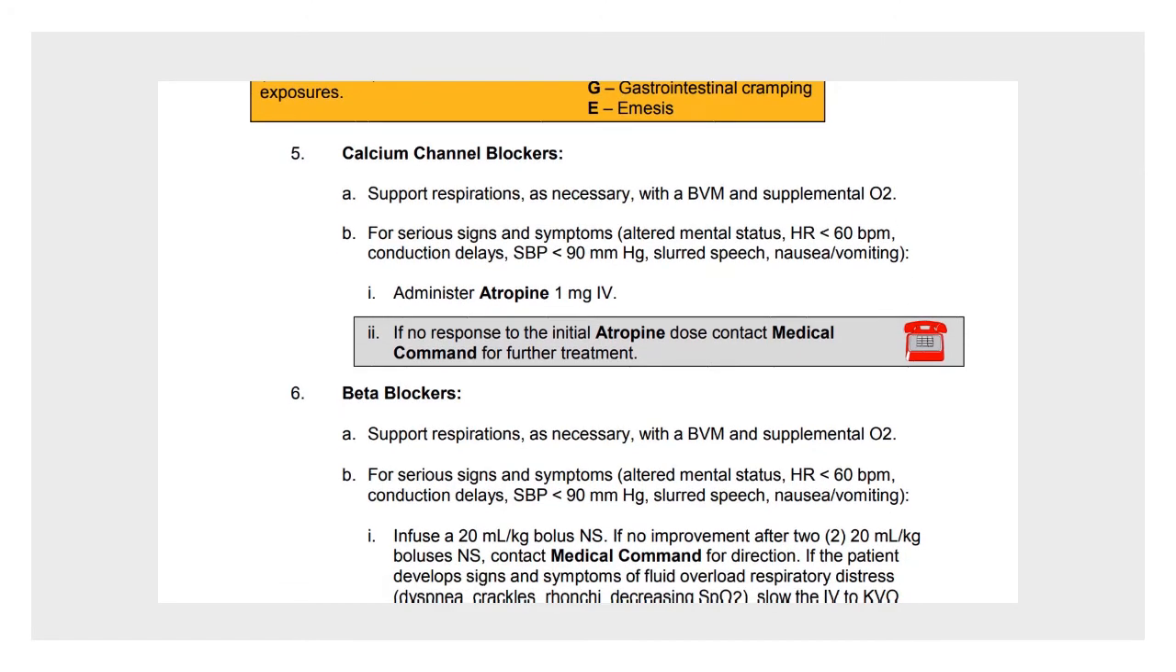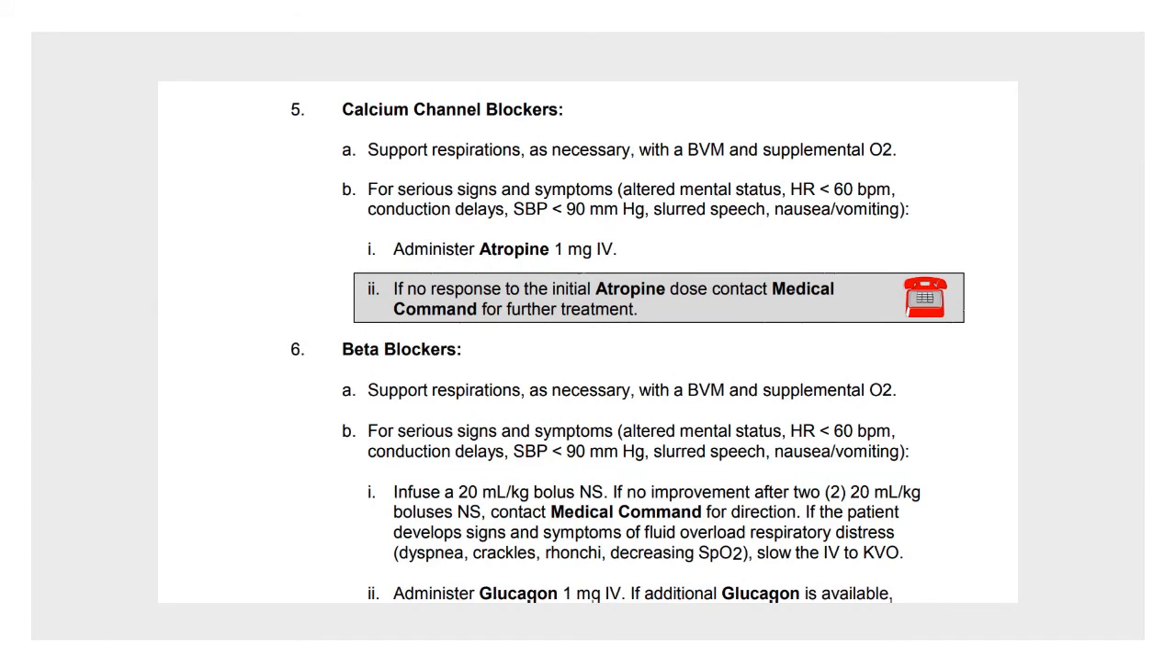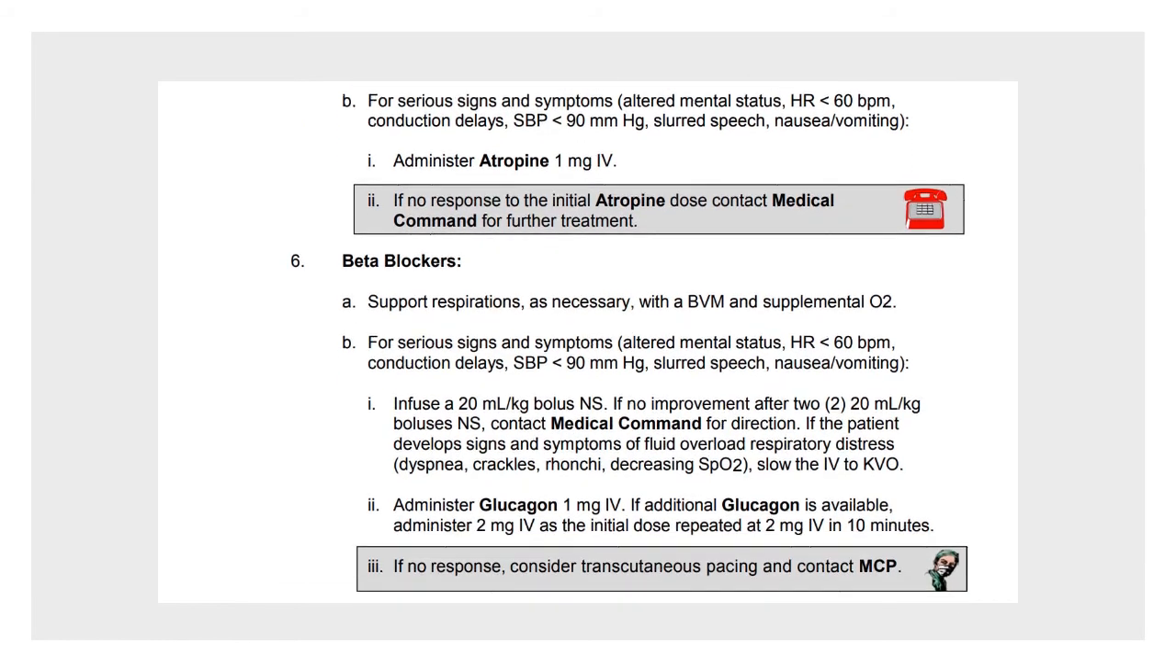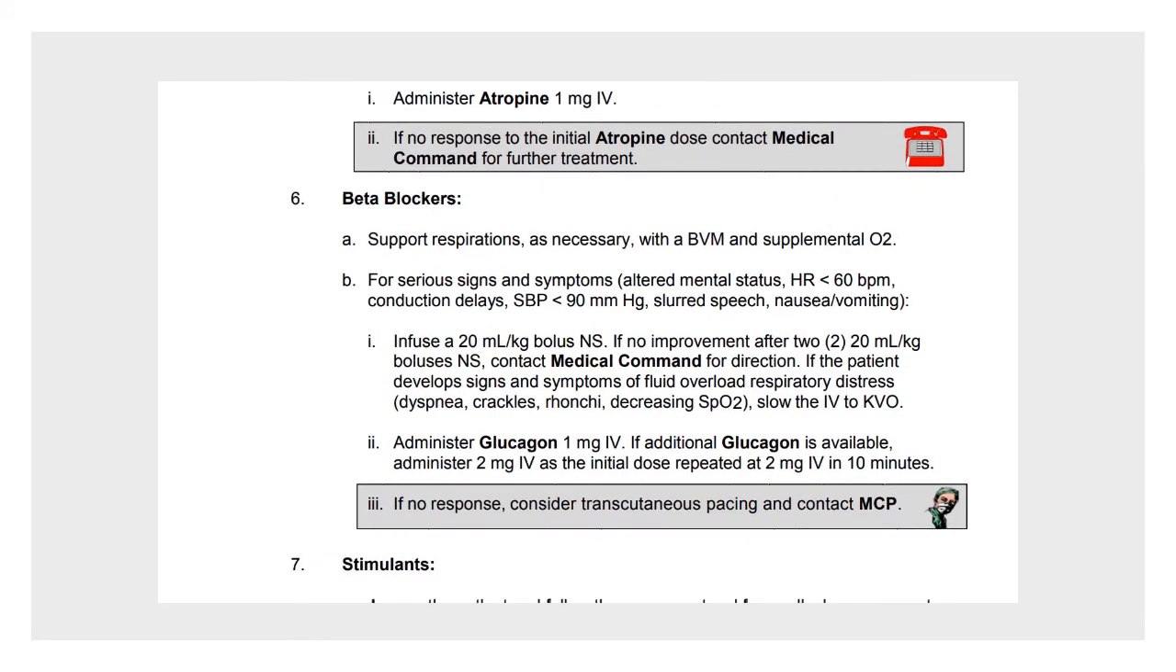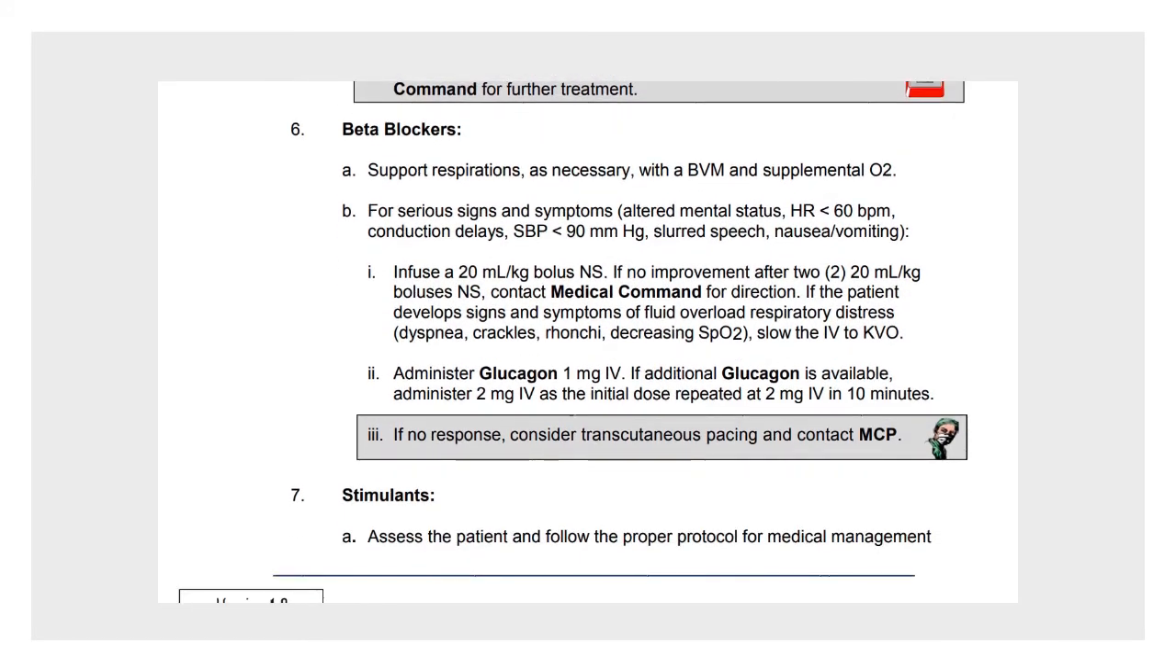Calcium channel blockers: if they have bradycardia and hypotension, give them atropine, 1 milligram IV, if you know definitely that's what it is. But most of the time we're going to find those patients altered and bradycardic with unknown reasons. Beta blockers: if they're bradycardic with hypotension, give a fluid bolus.